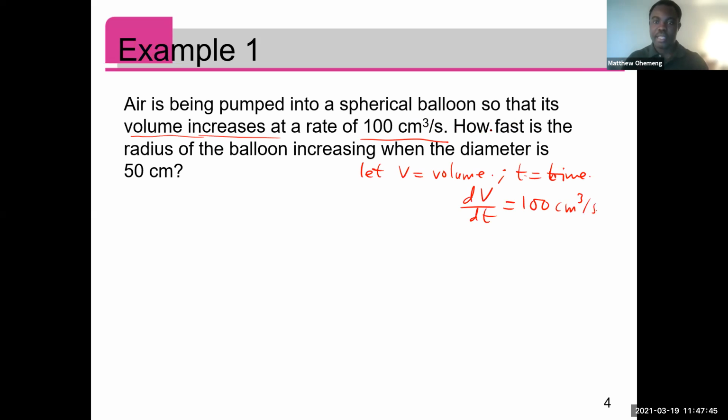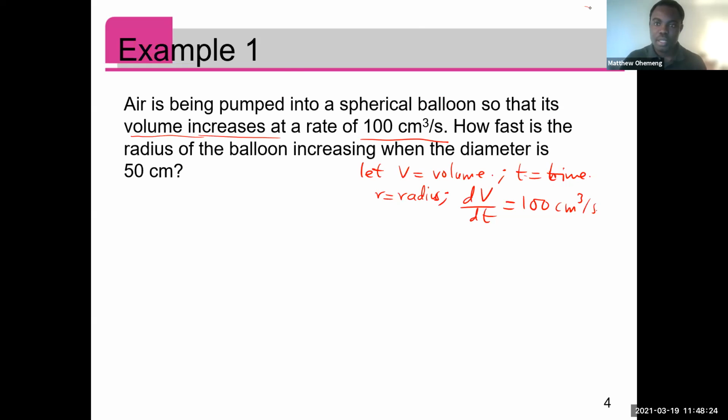Now the next part says, how fast is the radius of the balloon increasing when the diameter is 50 centimeters? So if I let R be equal to the radius, can anyone tell me what I'm being asked to find here? How fast is the radius of the balloon increasing when the diameter is 50 centimeters? Anybody? What is the question asking for? Feel free to try. What do you think?